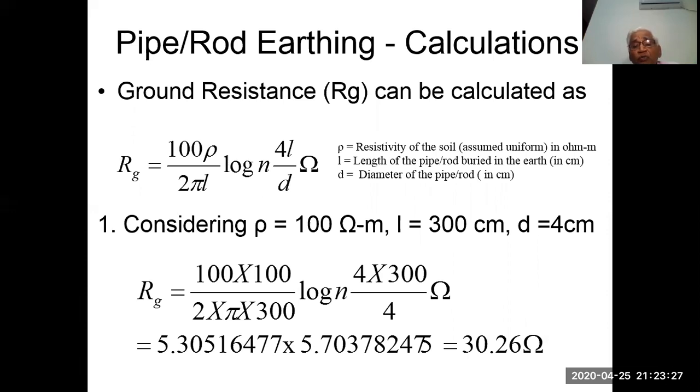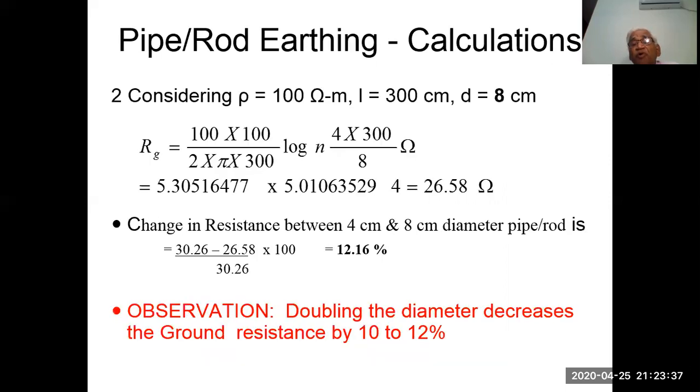So with rho of 100 ohm-meters, 300 centimeters as the length, and 4 centimeters as the diameter, it comes to 30.26. Let us increase the diameter from 4 to 8. You will find it is 26.58. So the reduction is only 12.16. So doubling of the diameter decreases the ground resistance by only 10 to 12%.